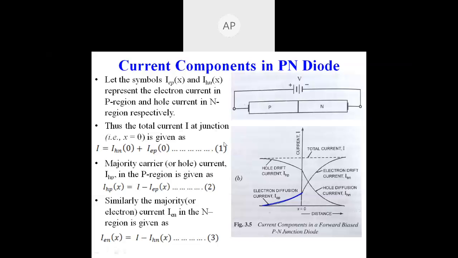And these are the direct current components in a forward bias PN junction.